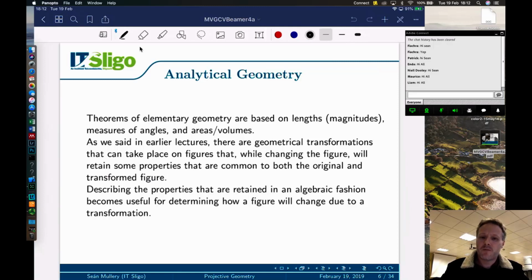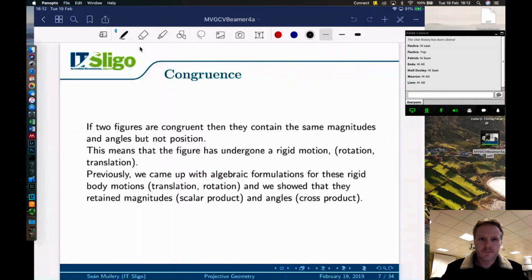So describing the properties that are retained in an algebraic fashion, as opposed to just in a diagrammatic fashion, becomes useful for determining how a figure will change due to a transformation. Okay, so this is where we're trying to go with this.